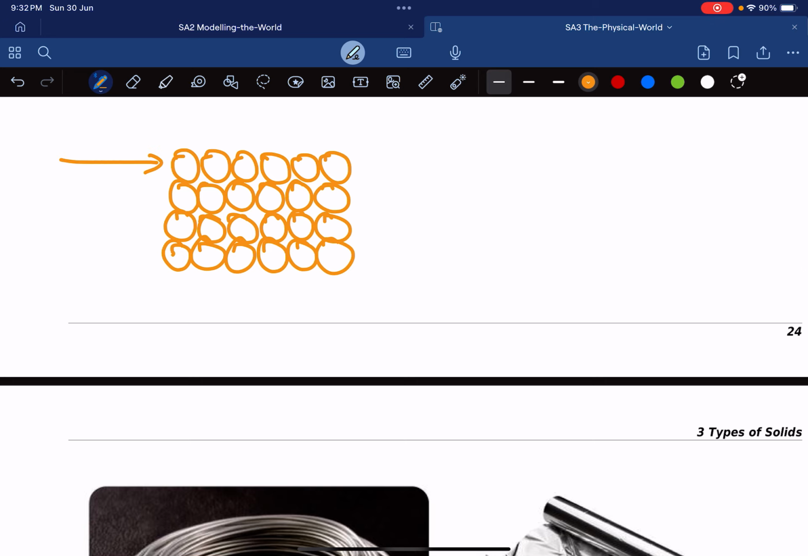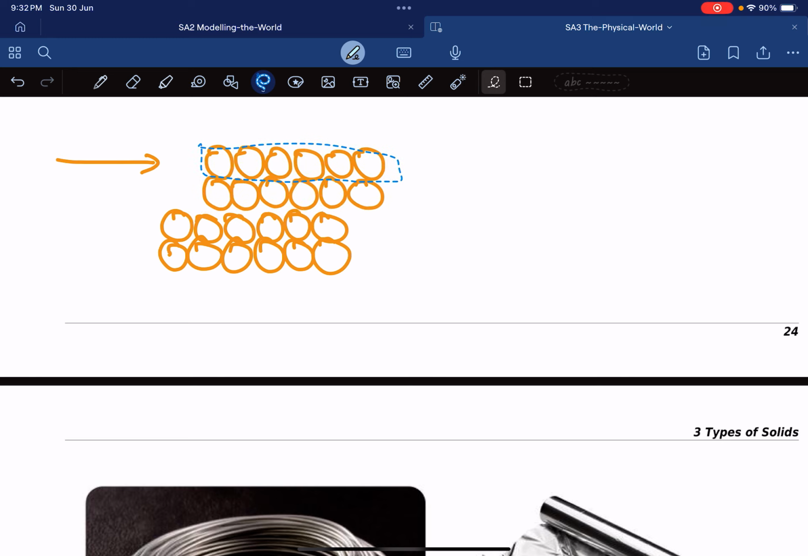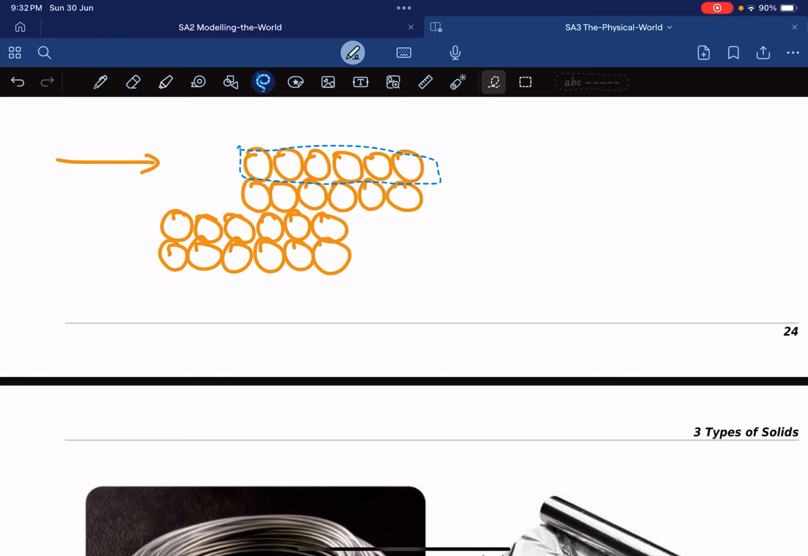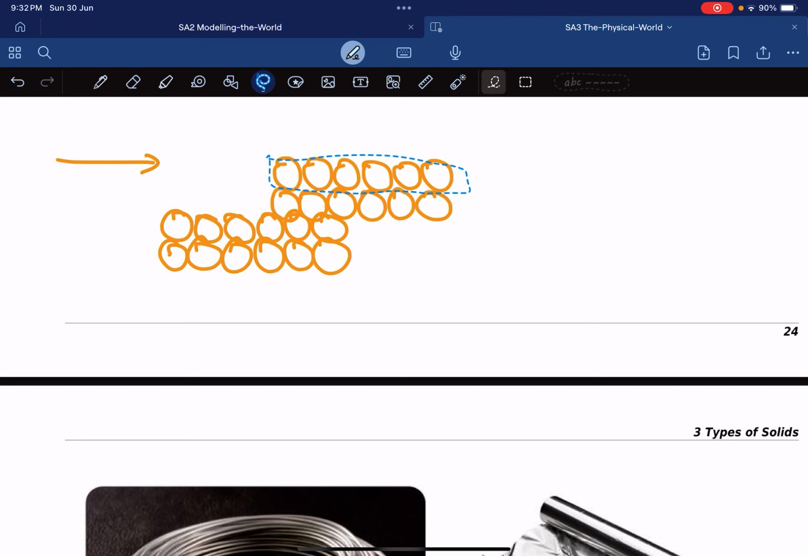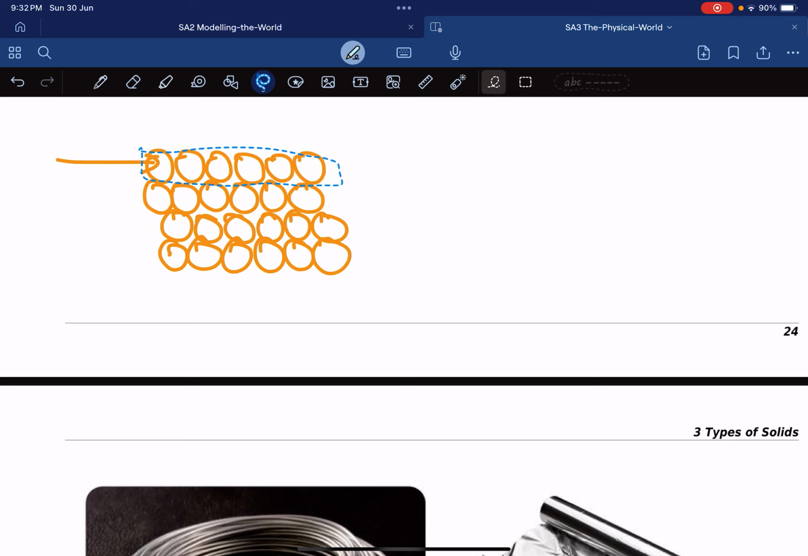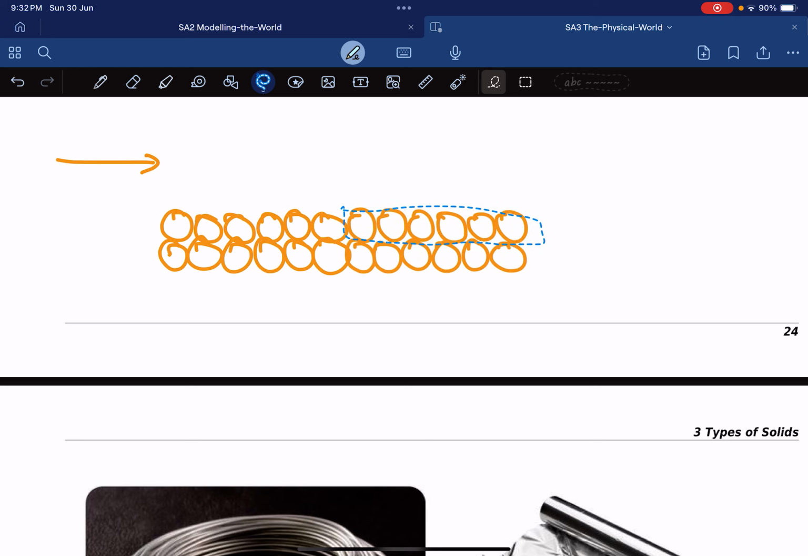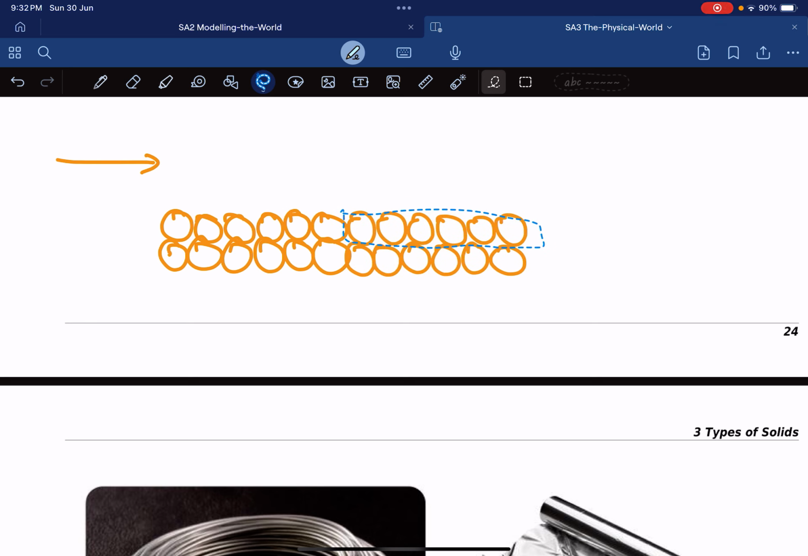When you apply a force over here, what happens is this top layer here can actually slide. It can slide over the other layers. And when they slide, they can slide and collapse here and then continue. So this suddenly becomes a long wire, you see? So they can actually slide. This is called ductility. They are able to be pulled into wires, all right?